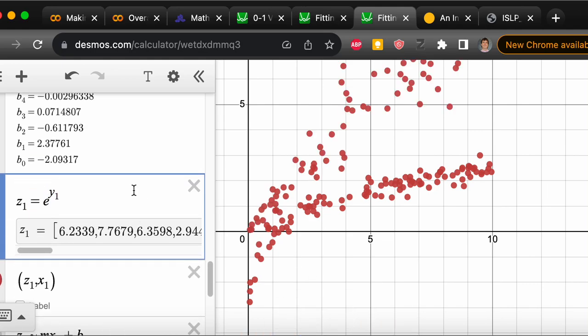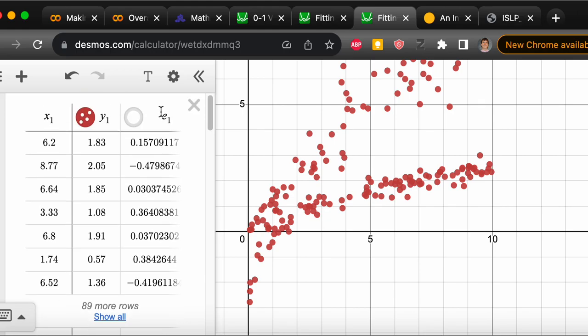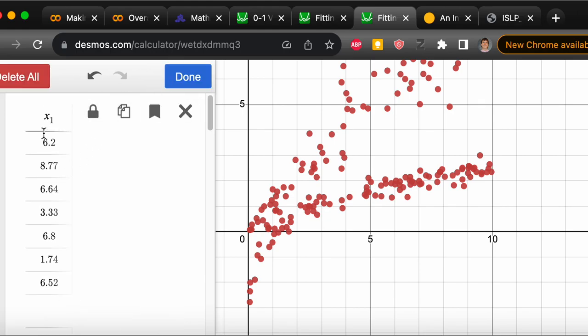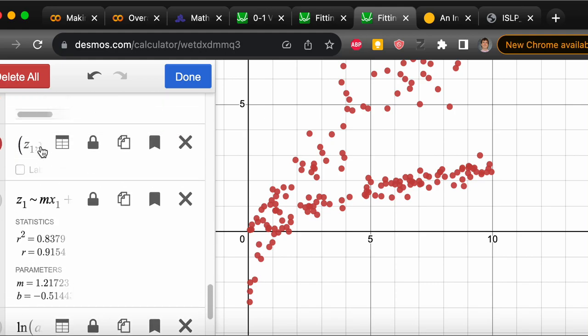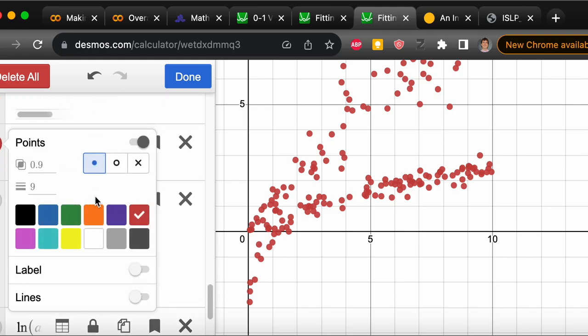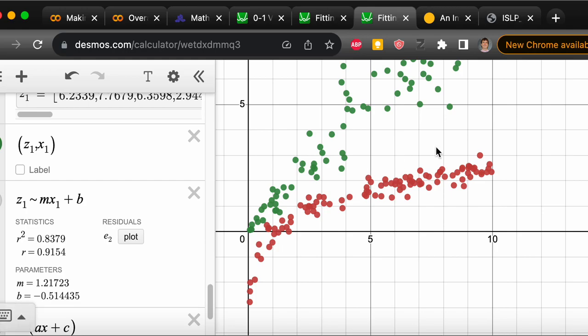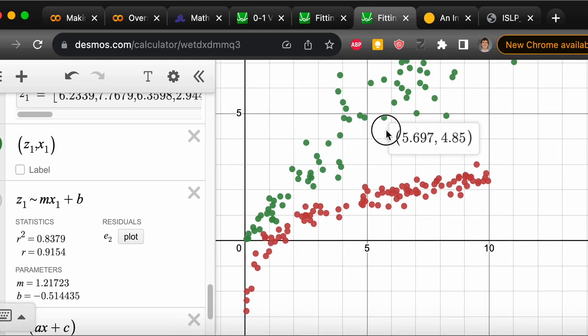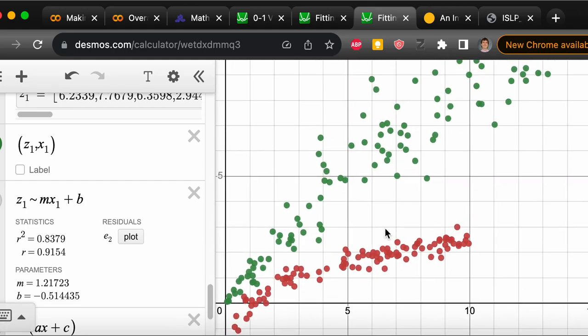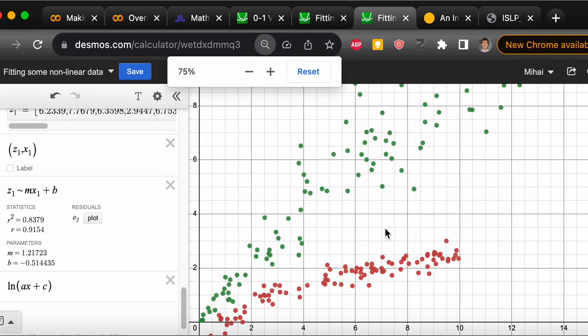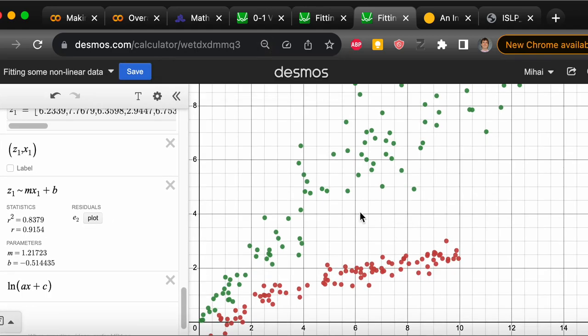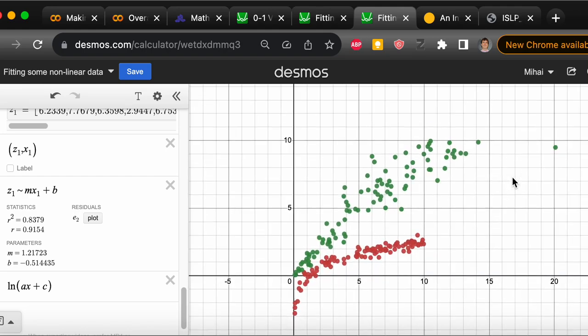Z looks like that. Let's make them different colors so we can tell them apart. Let's make the original data red, and we'll make z green. So the original data in red is nonlinear, but once I took e to the power of it, it's spreading out in a funny way, but it looks more linear, right? You see that? That green data is linear.